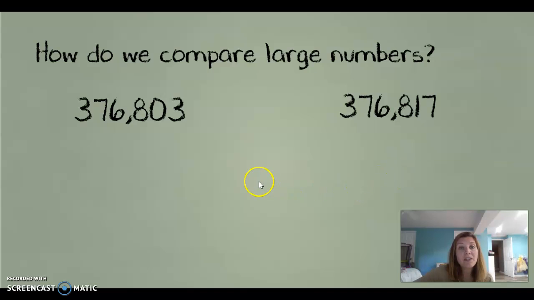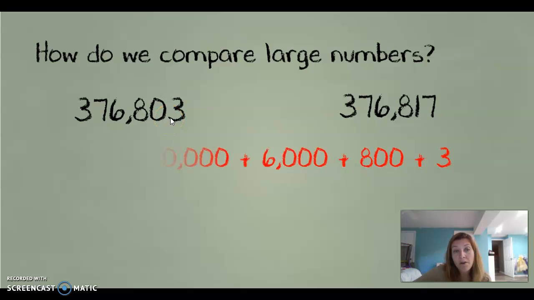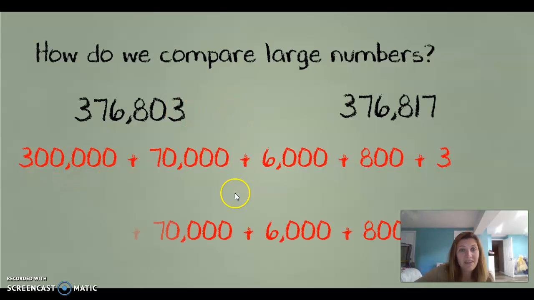So again, the first thing that we're going to do is write out our number in expanded form. 3 ones, we do not have any tens, so we don't have to record that. 800, the value of the 6 is 6,000, the value of the 7 is 70,000, and the value of the 3 is 300,000. All right, so we are ready to compare the numbers, and whenever we compare numbers, we're always going to start over to the left.